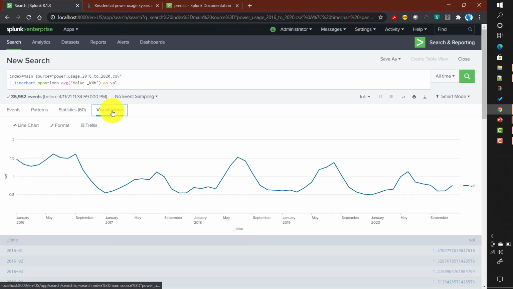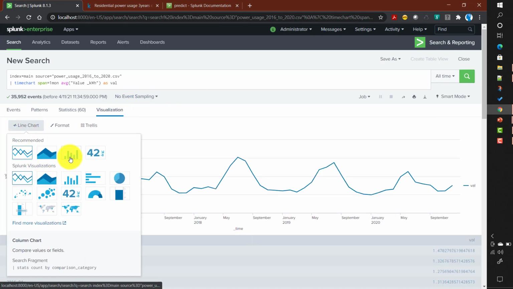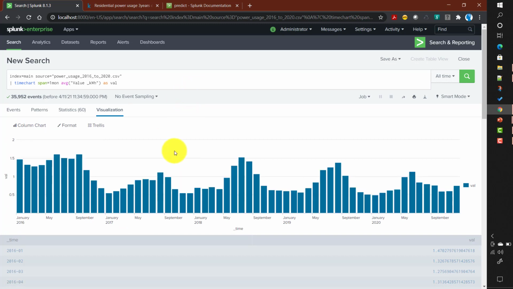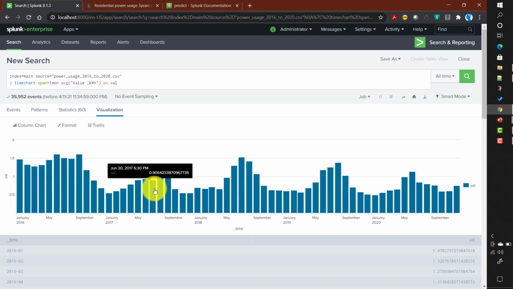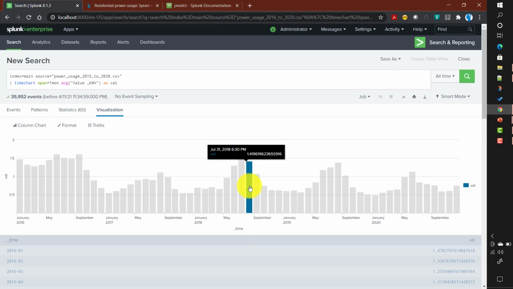If I just go to the visualization and select it as a column chart, it will make more sense. If you see it over here, let us first analyze this particular data, then we will be using the predict command, okay? Now, this particular data has some kind of seasonality. Around May, June, and July, the power usage is more than when we move to August, September, where it is a little bit on the lower side, because this is the peak summer season, correct? And every year it is happening like this: May, June, July, and then from August onwards it is decreasing, okay?